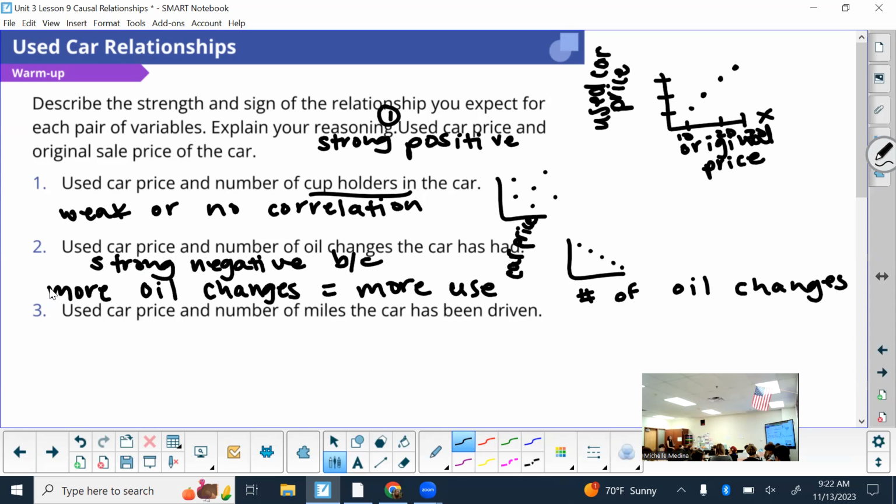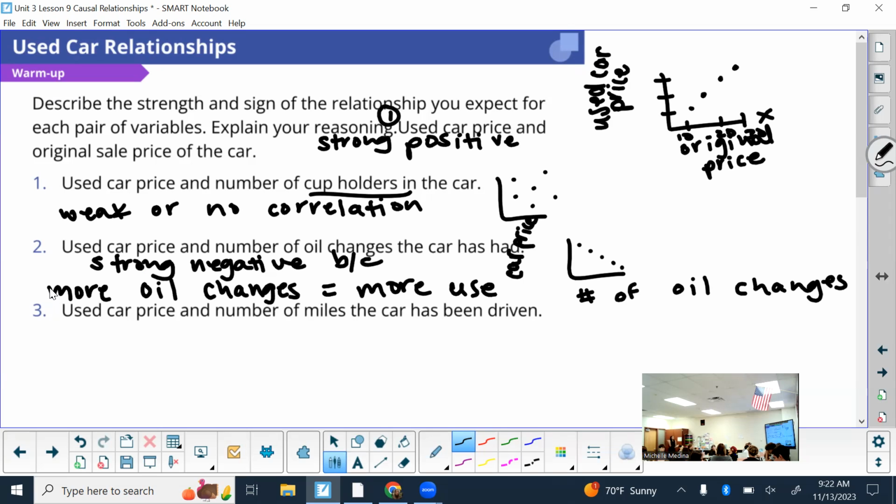Earlier when we did this problem, I was thinking of it more as like there's some people that just never change their oil, or they wait way too long to change their oil. So I was thinking like more oil changes means that it's like better maintained. So you could make an argument either way, you just need to justify it.